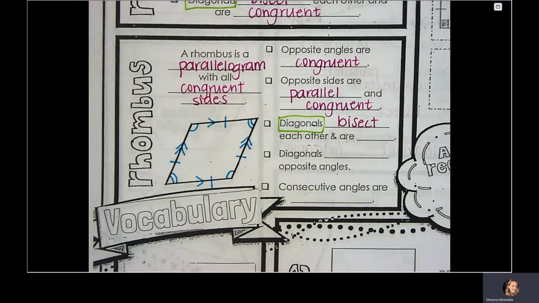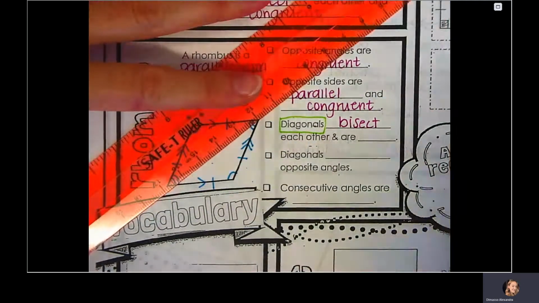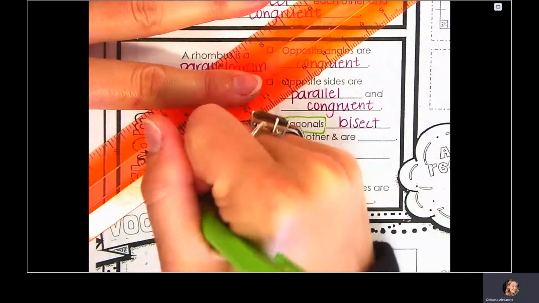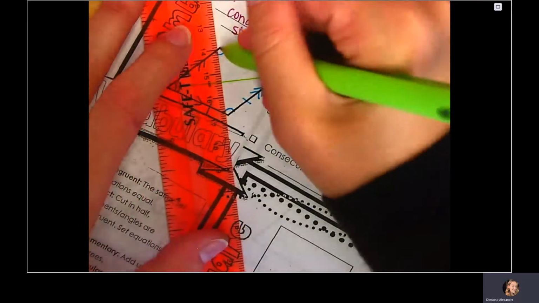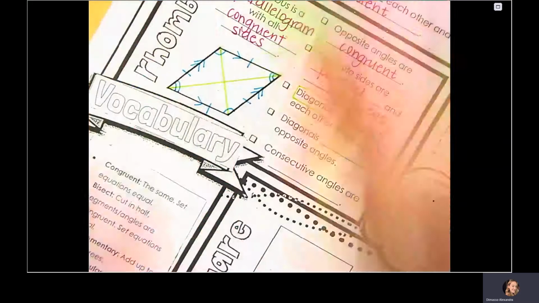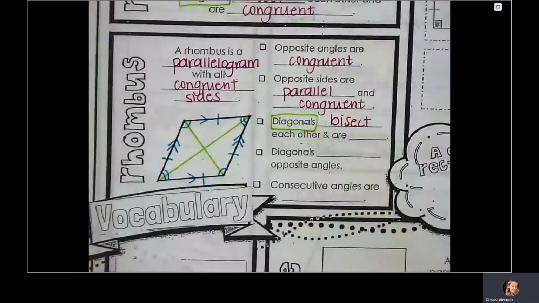So using your ruler again, let's make our diagonals. Let's see what you notice. And try to be pretty exact with this one so that you can see something important with your diagonals.